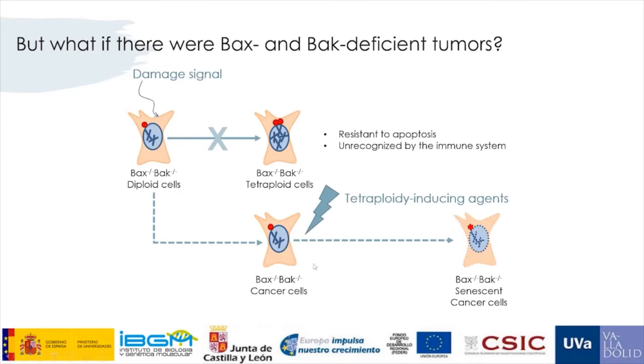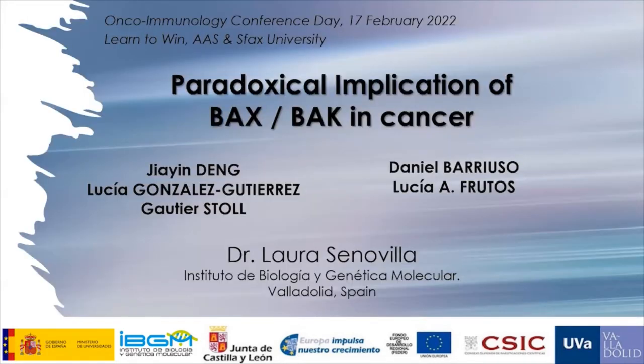What can happen with the cells that are able to escape this damage? So what we propose is that if we have BAC cancer cells, we can treat them with tetraploid-inducing agents, and then we will have senescent cancer cells. And this is the work that we are setting up right now in the laboratory. And I hope that I can explain these results to you maybe next time.